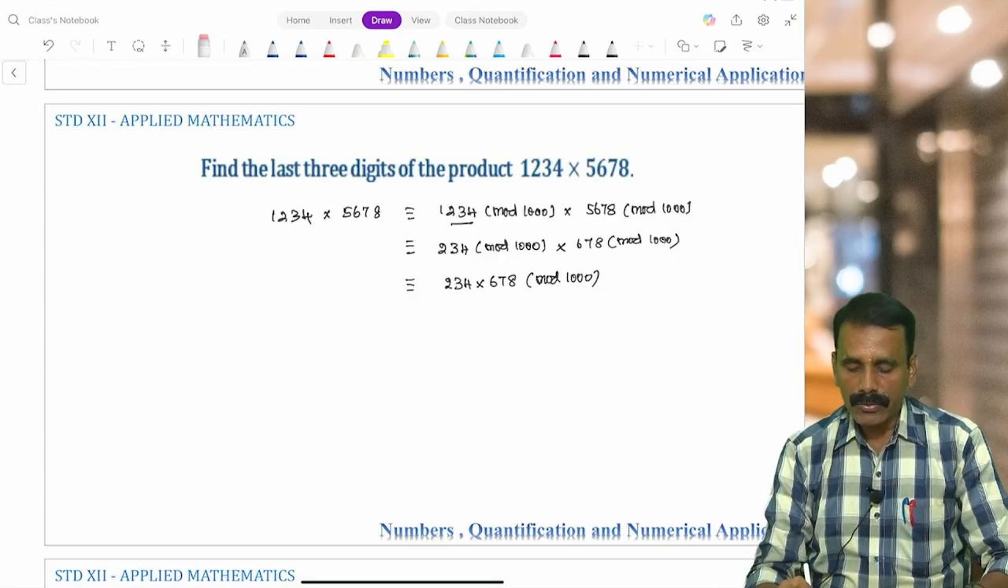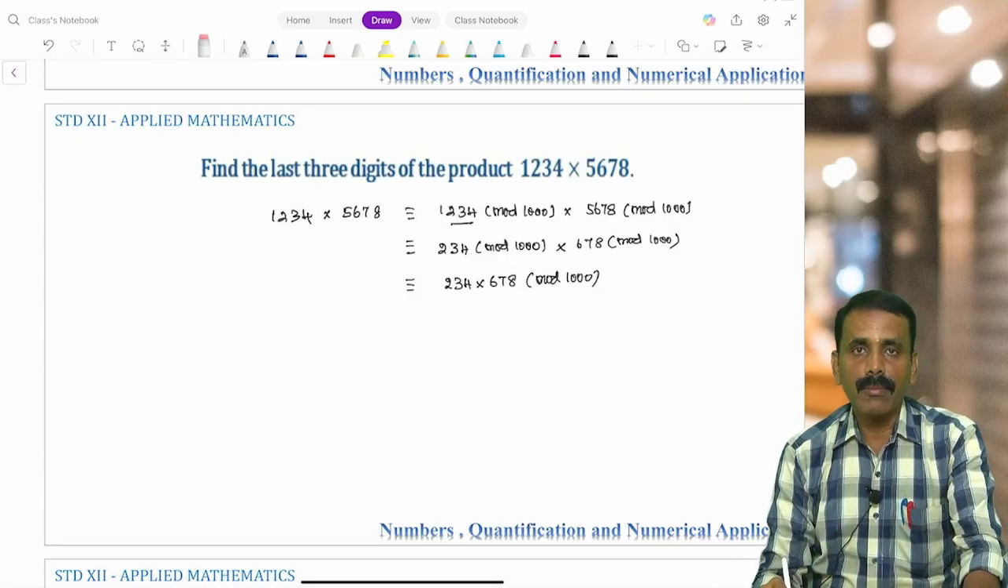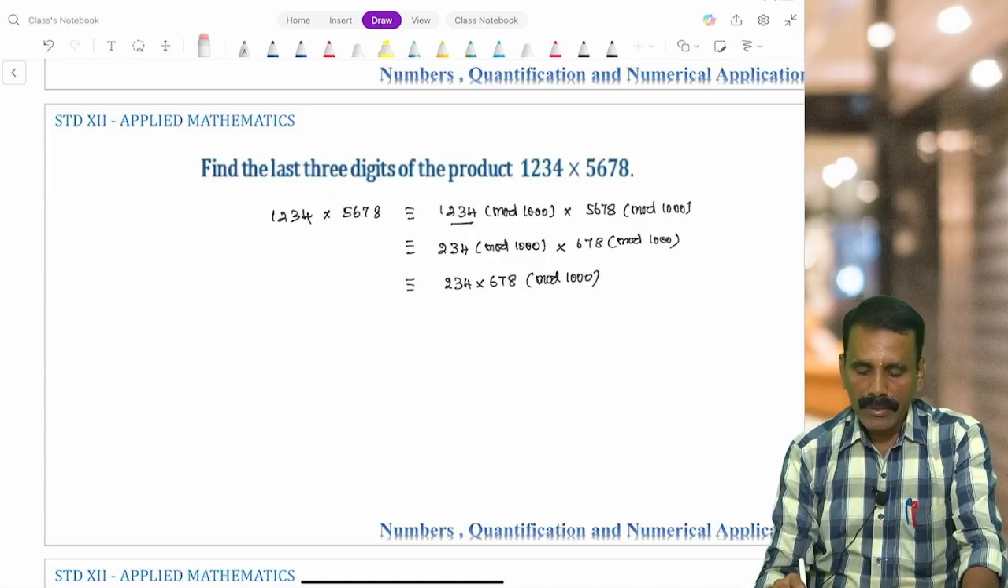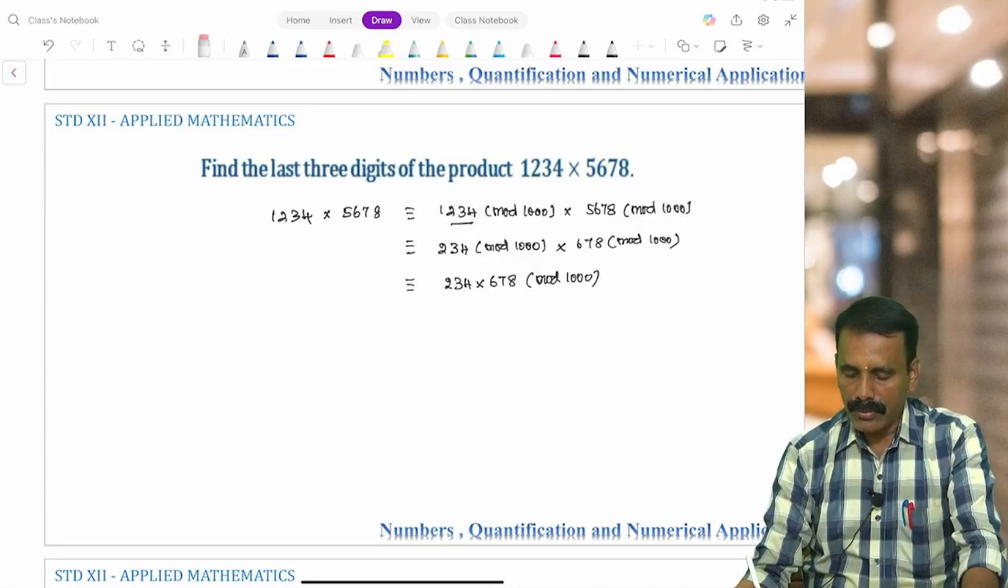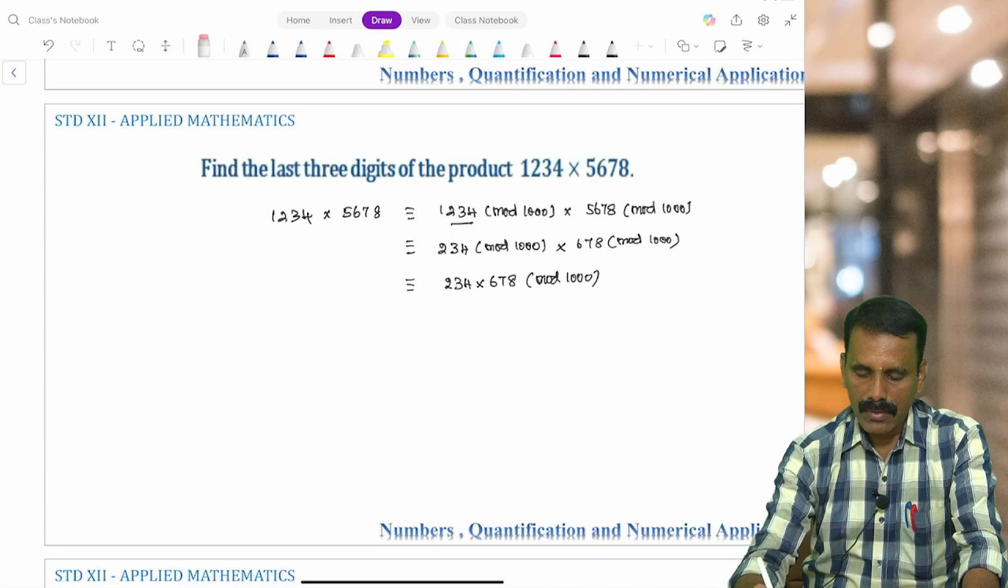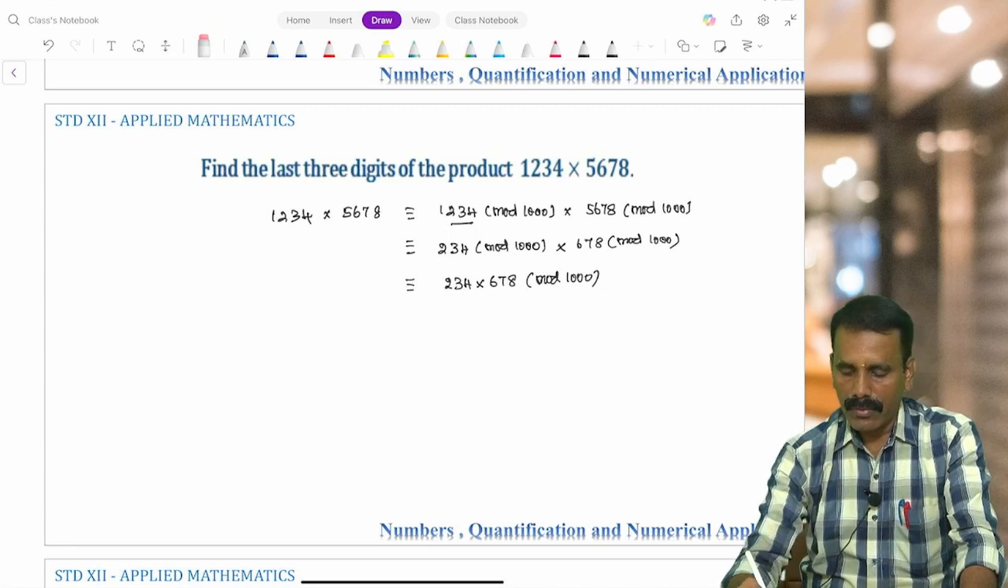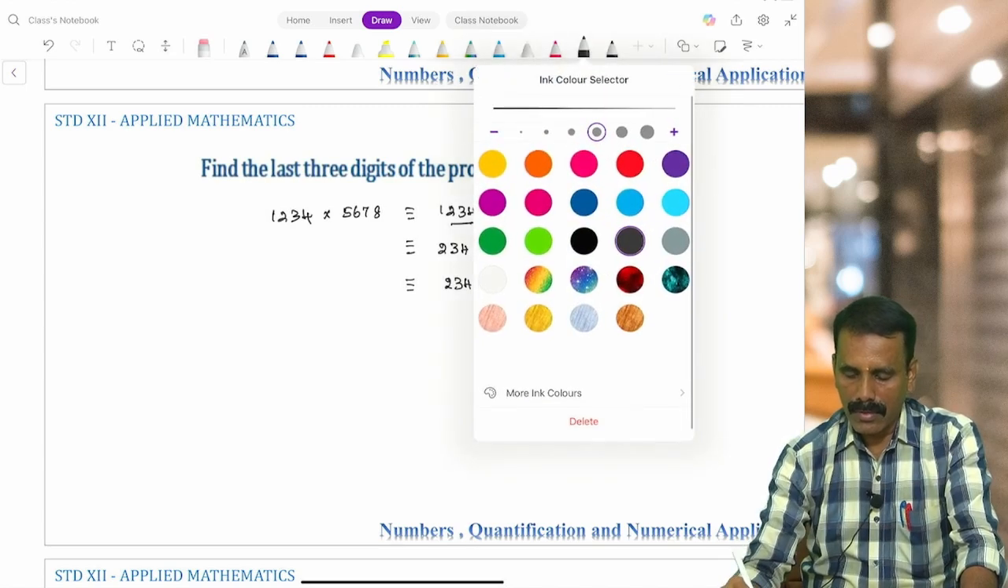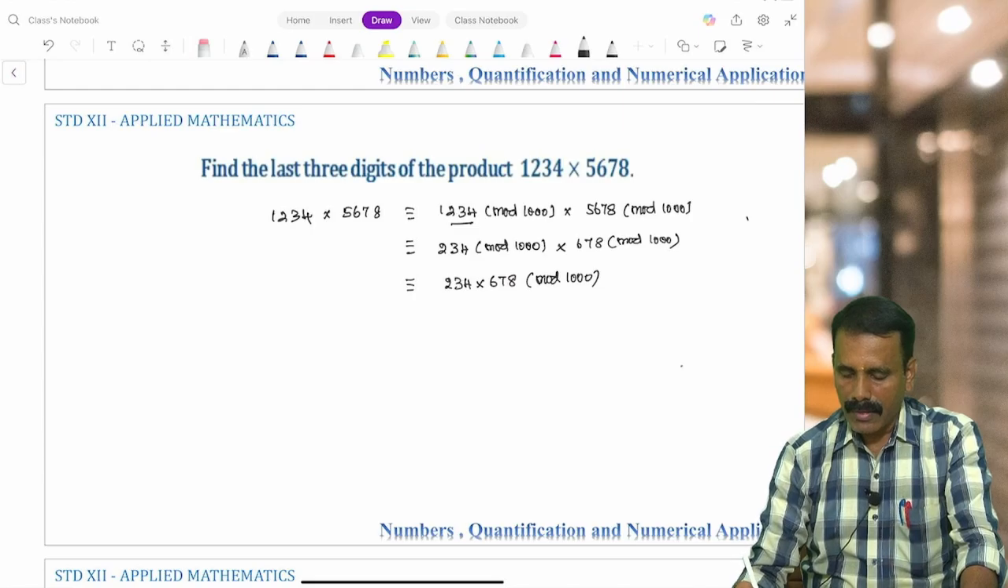We are going to calculate 234 into 678 mod 1000. So to find the last 3 digits of the product, we take 234 and multiply it with 678. 8 fours are 32, balance 3. 8 threes are 24, 24 plus 3, 27, balance 2. 8 twos are 16, 16 plus 2, 18.